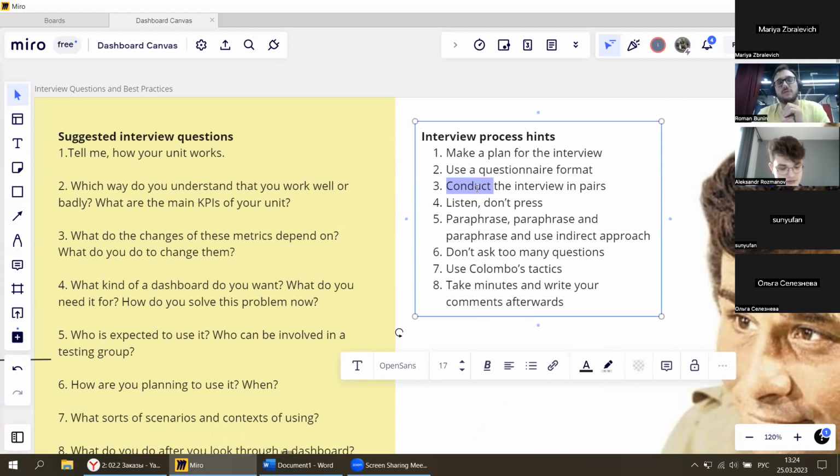So I would suggest, if you're going to conduct an interview alone, use some recording, or just record a Zoom meeting if it's online, something like that.